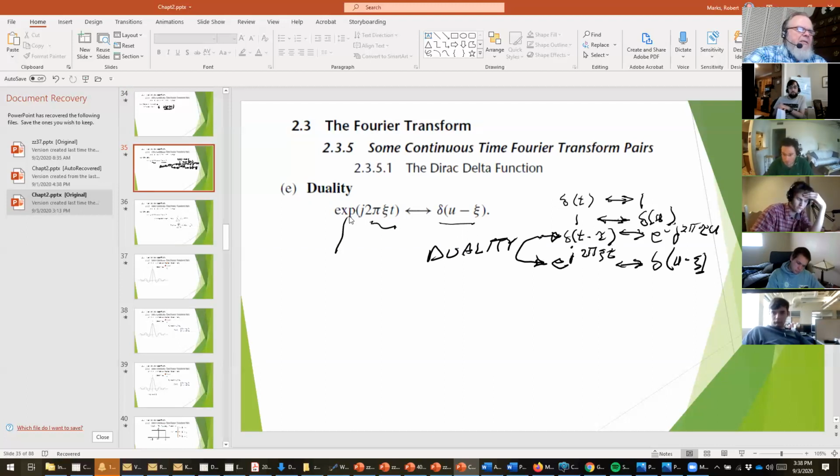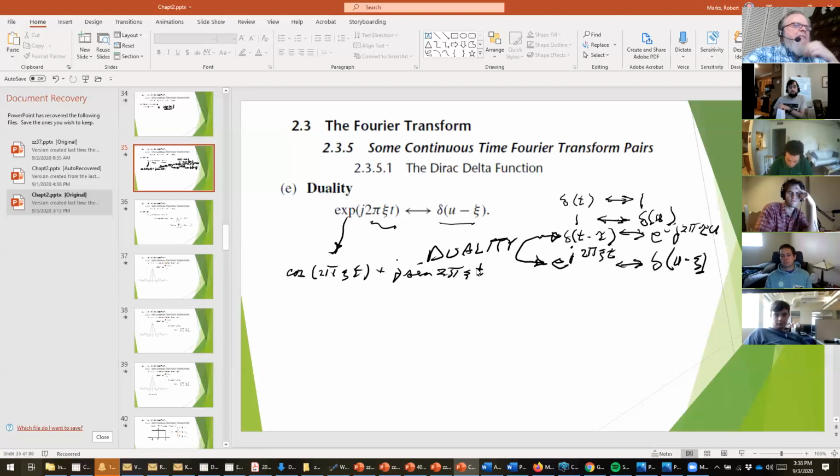What is this? This is a sinusoid. It's a complex sinusoid, isn't it? This cosine plus j sine. And so this is a cosine of 2 pi ct plus j times the sine of 2 pi ct. And we can see, interestingly, that there's only one frequency.